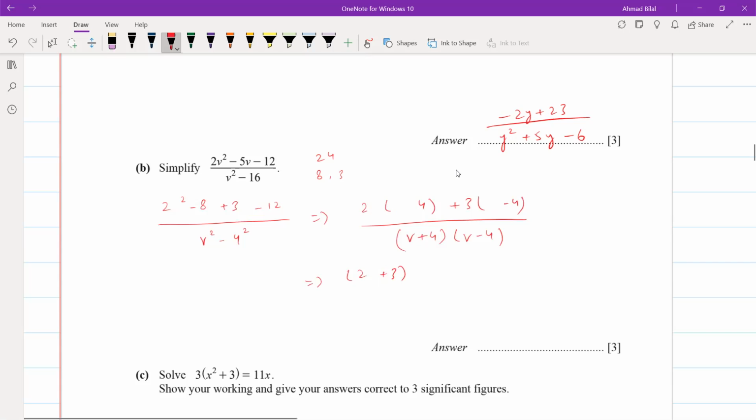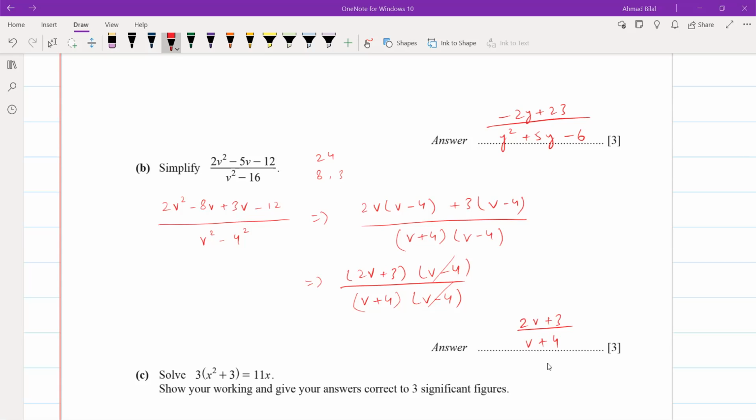Correct that. So this is 2v square minus 8v plus 3v. Here we have v minus 4 and v minus 4. This is 2v plus 3 and v minus 4 divided by v plus 4 into v minus 4. ठीक है, जो brackets cancel हो गए, v minus 4 and v minus 4, you're left with 2v plus 3 divided by v plus 4. That is our final result.